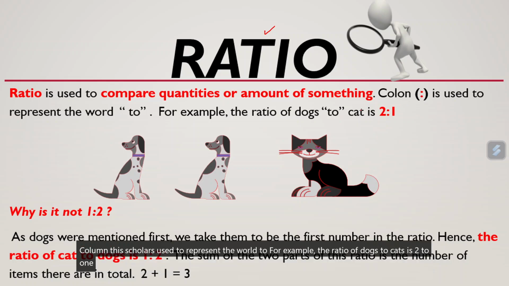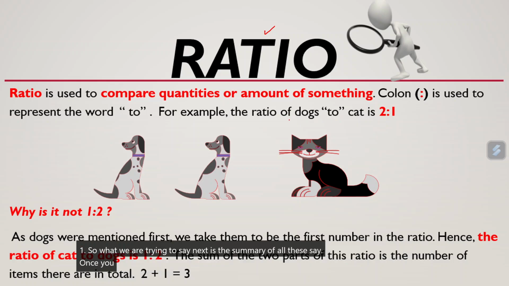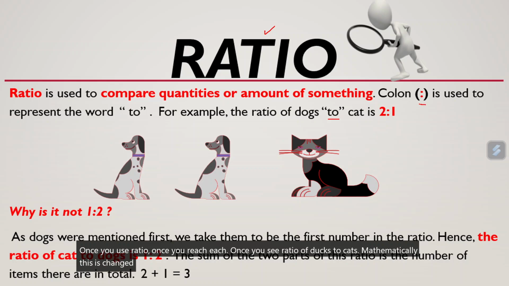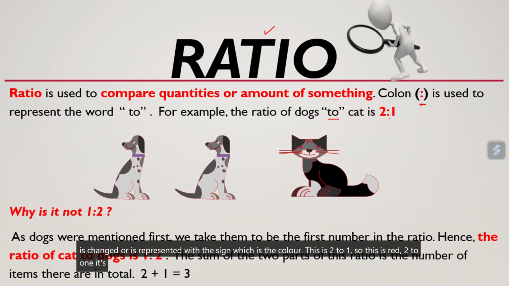So what we are trying to say in essence, the summary of all this, is that once you see the ratio of dogs to cats, mathematically the word "to" is represented with this sign, which is the colon. This is read 2 to 1. It's not "2 colon 1", no. The actual way you read this is 2 to 1. The ratio of dogs to cats is 2 to 1.